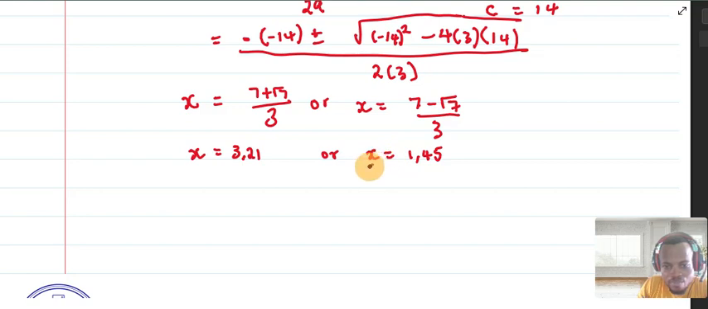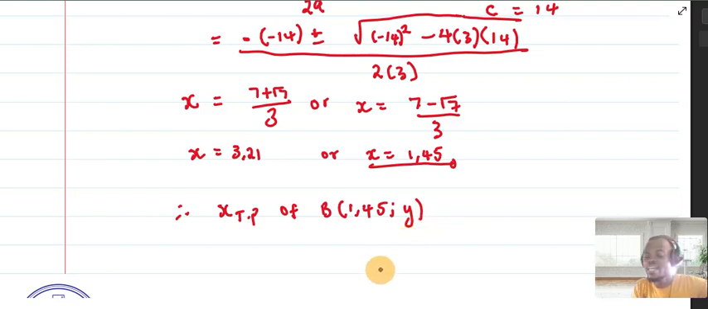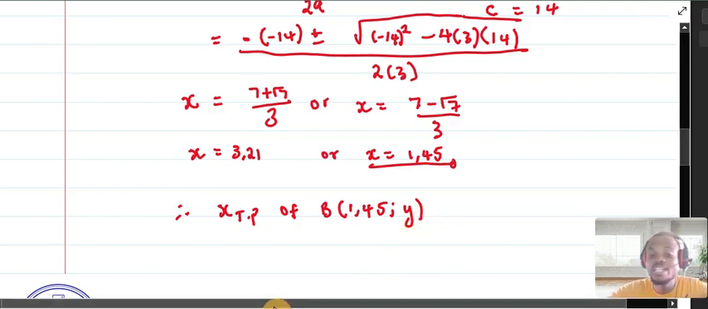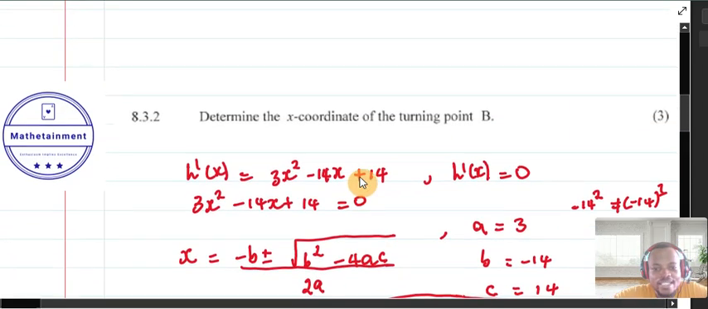So here we then say therefore the x of the turning point of b, the x-intercept of the turning point of b, is equal to 1.45. Here it is 1.45, y is unknown, because at the moment we don't know the value of y, and they did not ask us to find that value of y, but we were required to find just that value of x. Okay, we are done with that one.